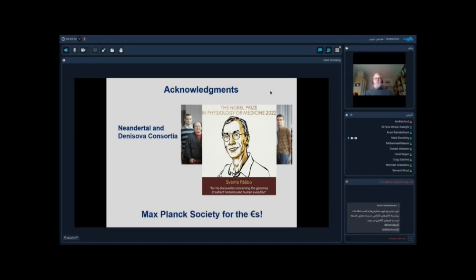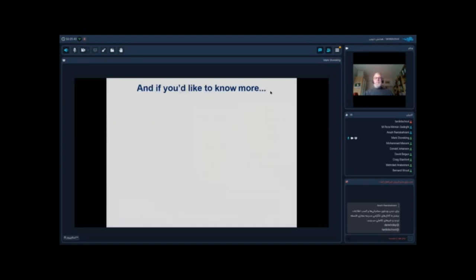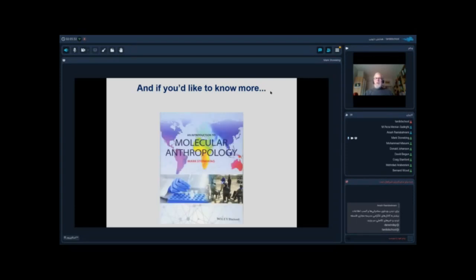And of course, we also have to acknowledge the Max Planck Society for the funding that makes all this work possible. And finally, if you'd like to know more about molecular anthropology and what we've learned using molecular approaches to address anthropological questions, there is a book I can recommend. And with that, I'll end, and thank you.